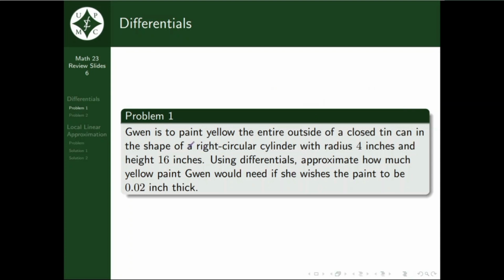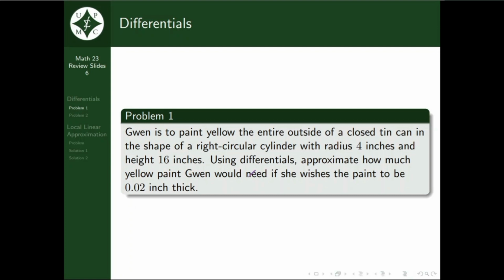So sabi dito, Gwen wants to paint yellow the entire outside. So take note yung keyword dito, entire outside. So yung buong nasa labas dapat siya, of a closed tin can in the shape of a right circular cylinder. So may radius siya na 4 inches and may height naman na 6 inches. So we want to make use of differentials to approximate how much yellow paint Gwen would need if she wishes the paint to be 0.02 inch thick.